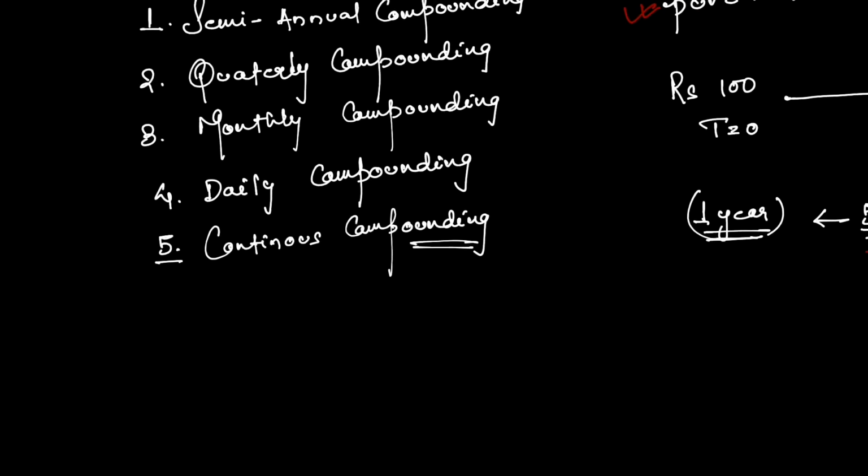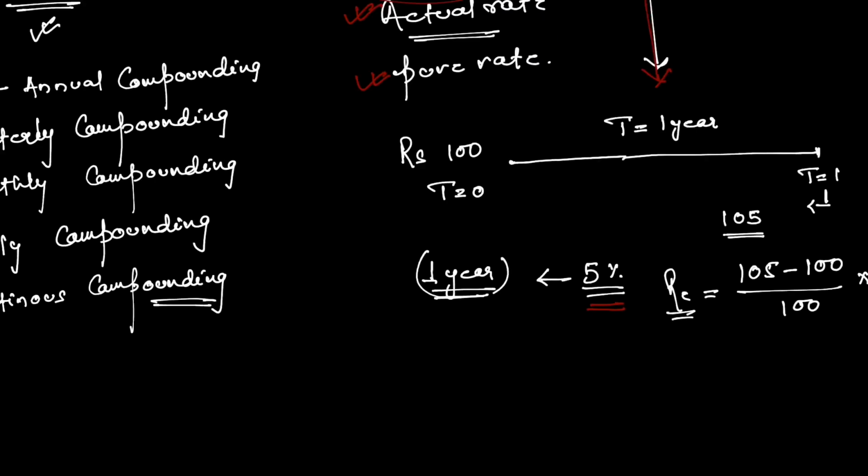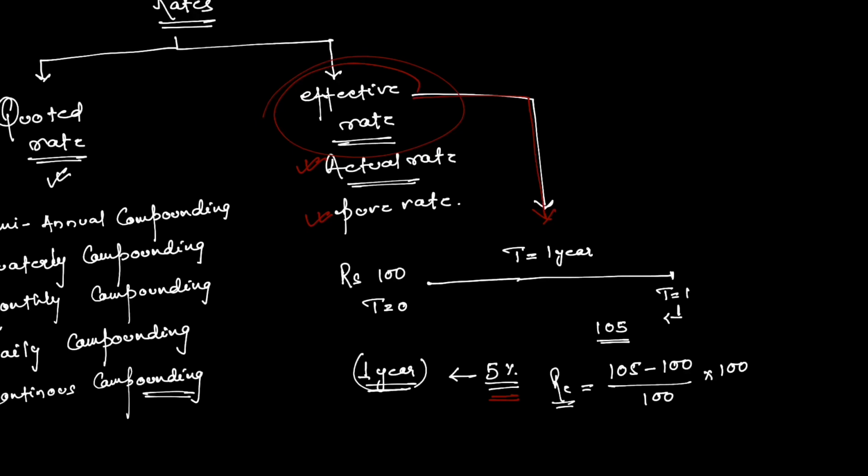But before moving into the concept of quoted rate or compounding, let's first discuss one of the most important properties of the effective interest rate. The property that we have to discuss is the conversion of the effective interest rate of one tenure to another tenure. We want to understand how we can convert the effective interest rate, pure interest rate, actual interest rate from one tenure to another.